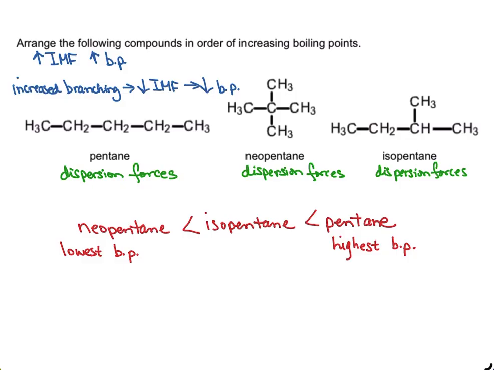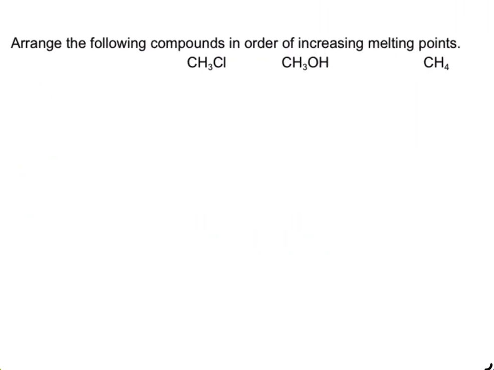Let's take a look at another example. It says here, arrange the following compounds in order of increasing melting points. So let's take a look at these three different molecules. CH3Cl looks like this. And the dominant force in CH3Cl is going to be dipole-dipole because it is polar.